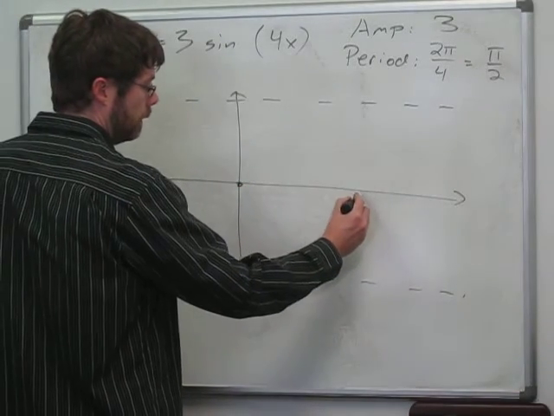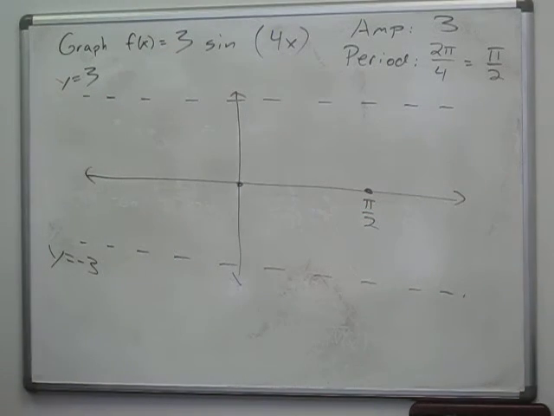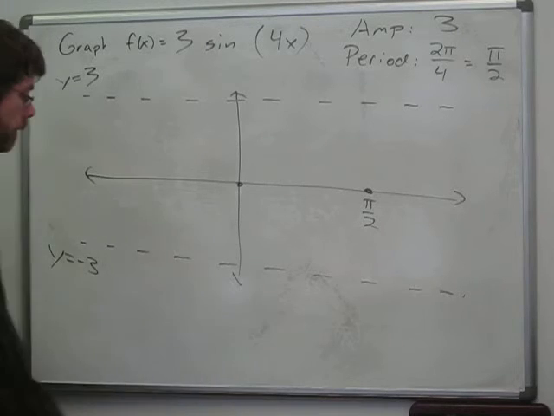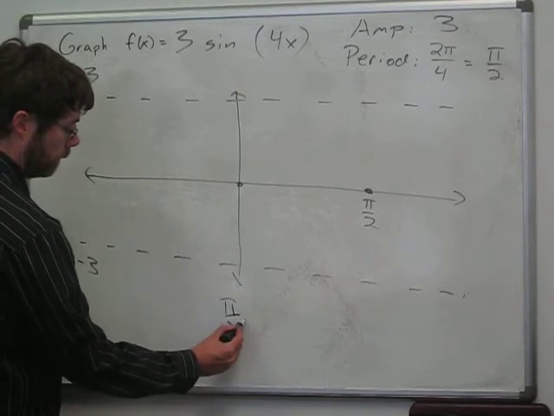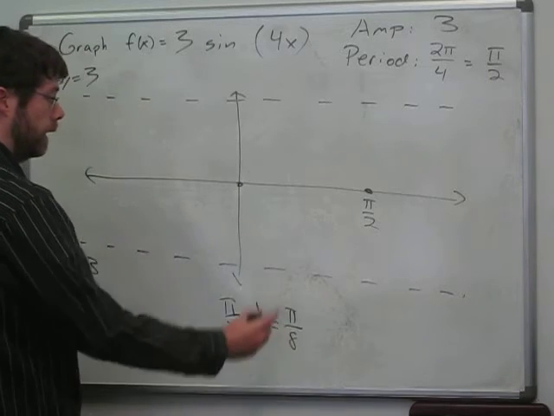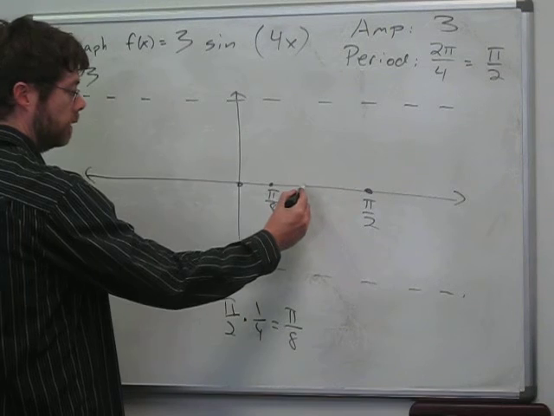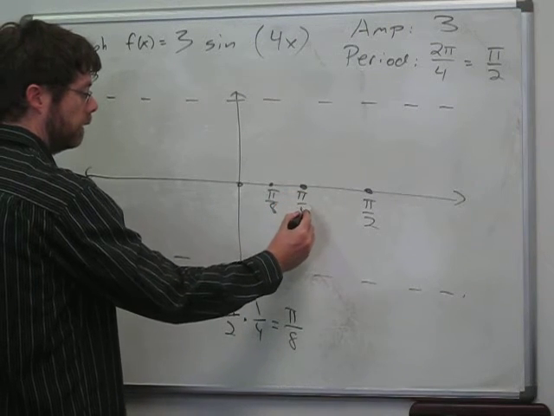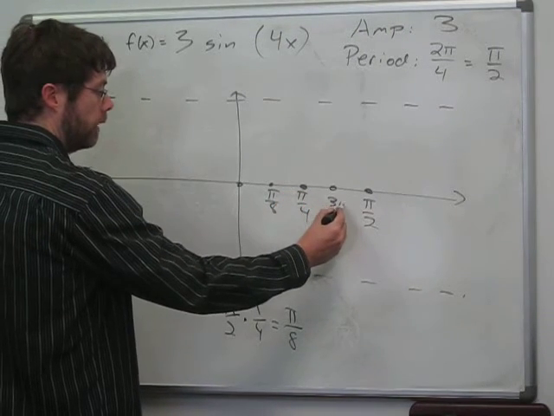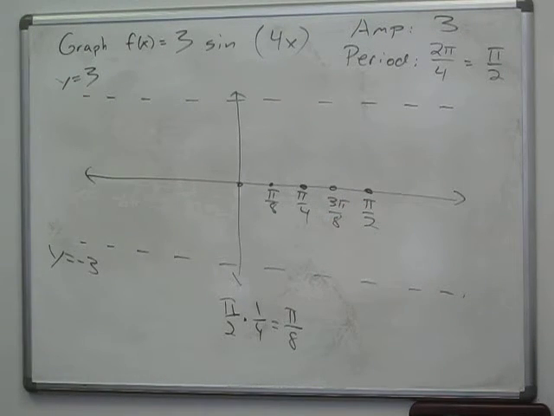Mark off my period. For the first complete cycle, it's going to go up to pi over 2. So now I'm going to chop that into quarters. So let's see here, pi over 2 times 1/4, pi over 8. So pi over 8, 2 pi over 8, which is pi over 4, 3 pi over 8, and then 4 pi over 8, which is the pi over 2.